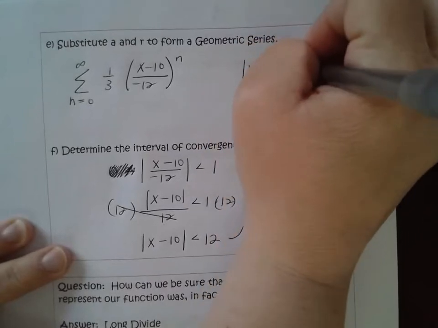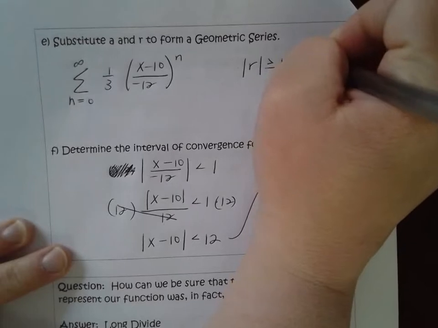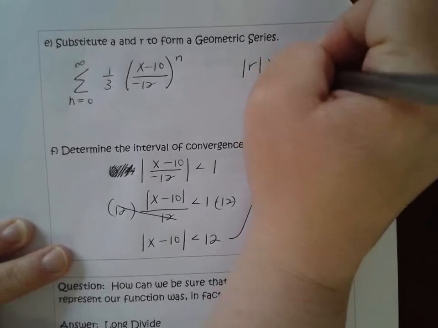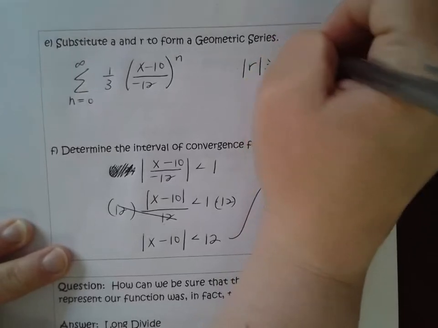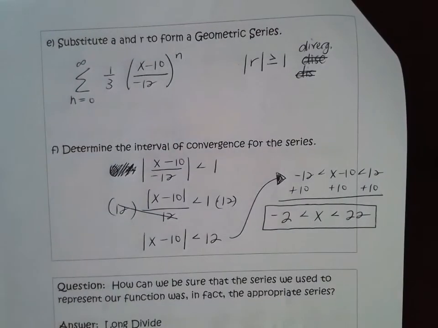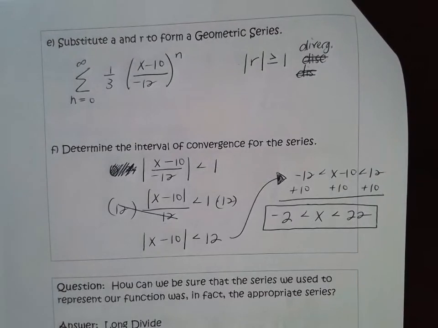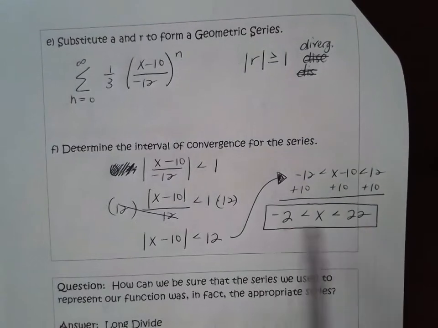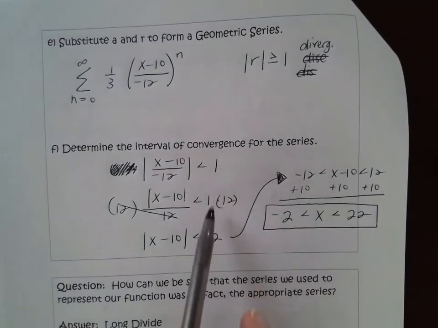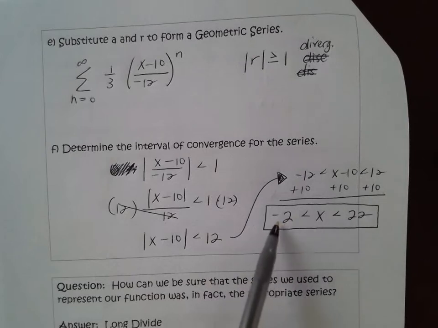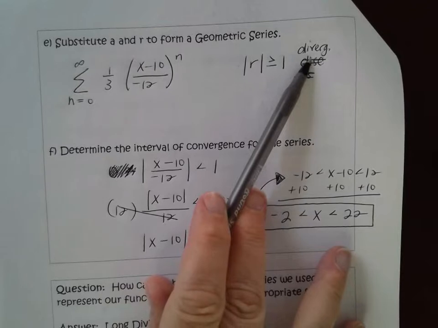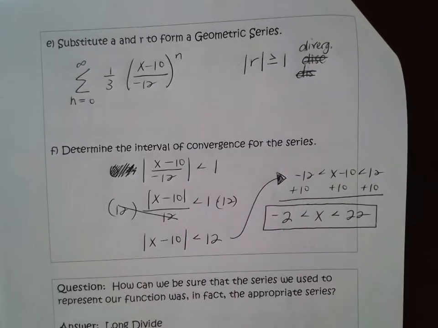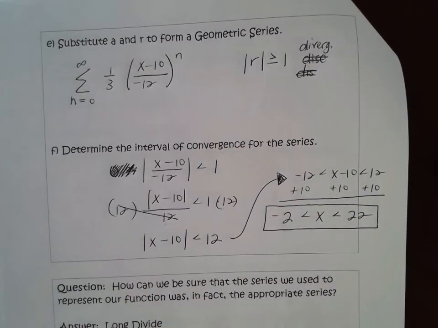but in a geometric series, any ratio that's greater than or equal to 1 is automatically going to be divergent. So if I plug in these endpoints, these are the two numbers that gave me 1. I used 1 in my manipulations here. So -2 and 22, when I plug them in, will give me 1, and that's part of my divergent endpoints. So I'm only convergent within the interval.